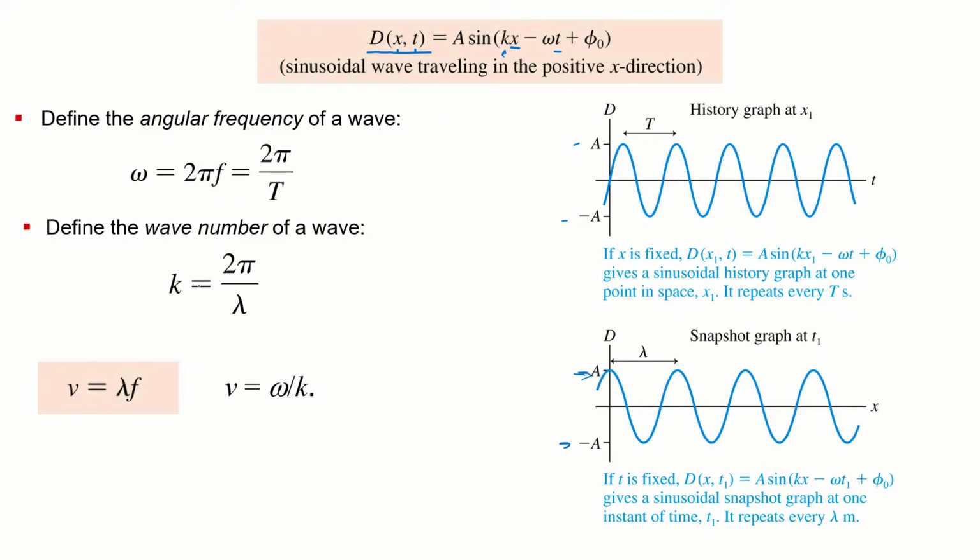k is what we defined as the wave number. It essentially captures the periodicity in space, right? We know that the displacement repeats itself in space every wavelength lambda. So we defined k as 2 pi over lambda. It essentially converts a position into radians so that when we put it into that sine function, we have radians, which the argument of sine has to be, and it has the same periodicity that we need, that wavelength.